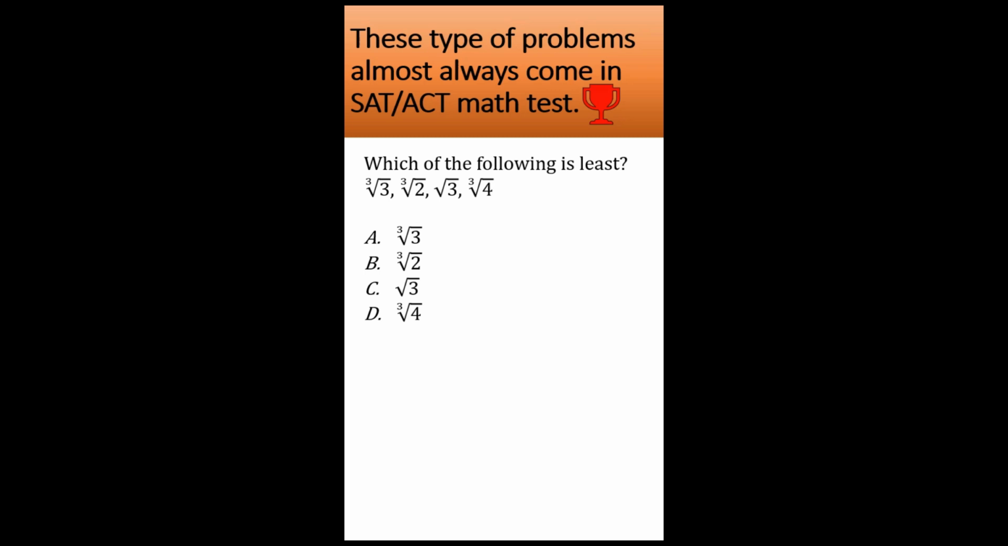First, let's see that this term can be written as 3 raised to the power 1 upon 3. Similarly, this can be written as 2 raised to the power 1 upon 3. And the other one can be written as 3 raised to the power half. And this one is 4 raised to the power 1 upon 3. Now here you see these powers 1 upon 3, 1 upon 2, we don't understand them very well.